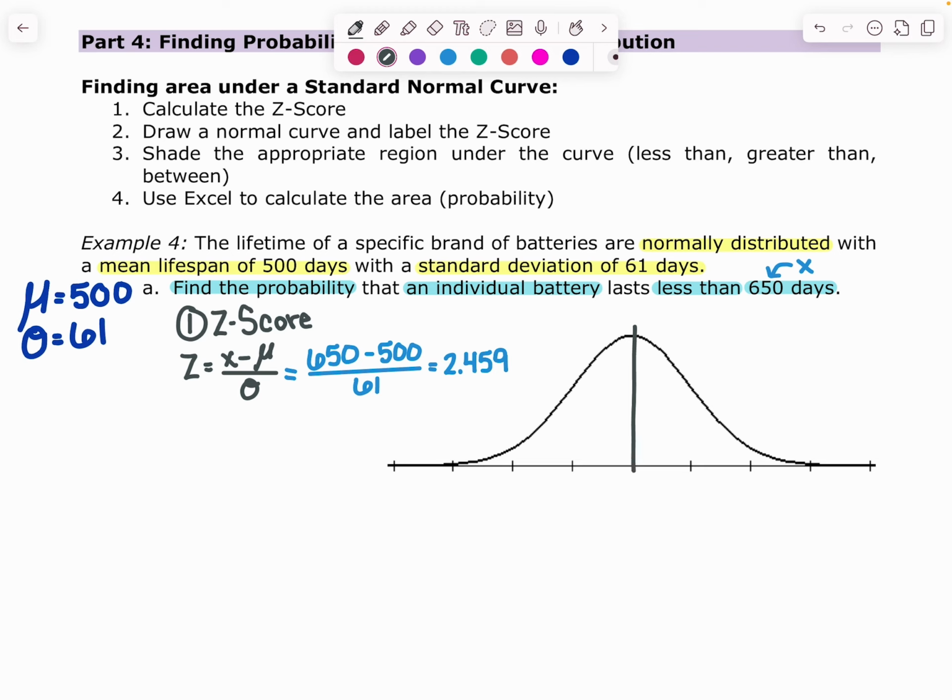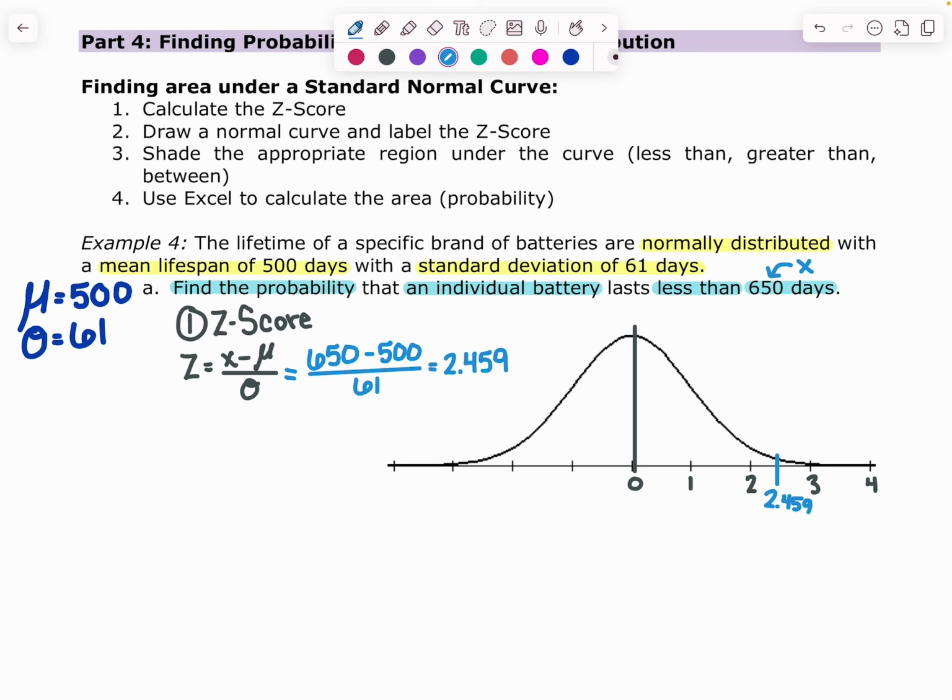All right, so here's our curve. I already put one in here, so you don't have to watch me redraw it over and over again. The middle is always labeled as 0. And then we need to come and label 2.459. So this is 0, this is 1, this is 2, 3, and 4. So 2.459 is almost 2.5. It doesn't have to be perfect.